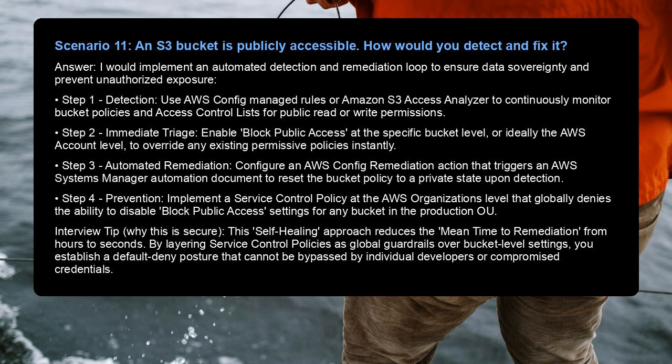Scenario 11. An S3 bucket is publicly accessible. How would you detect and fix it? Answer: I would implement an automated detection and remediation loop to ensure data sovereignty and prevent unauthorized exposure. Step 1: Detection.